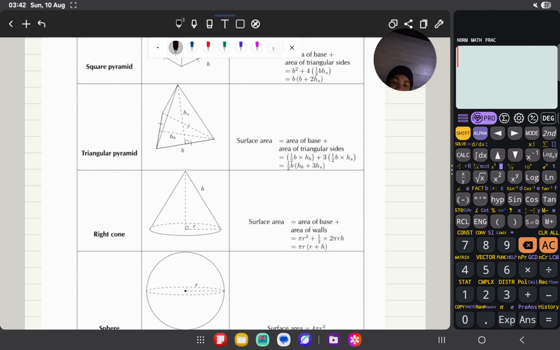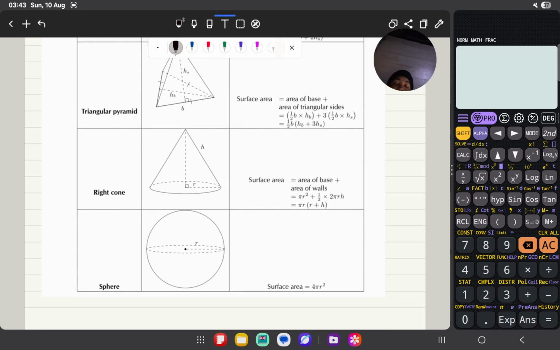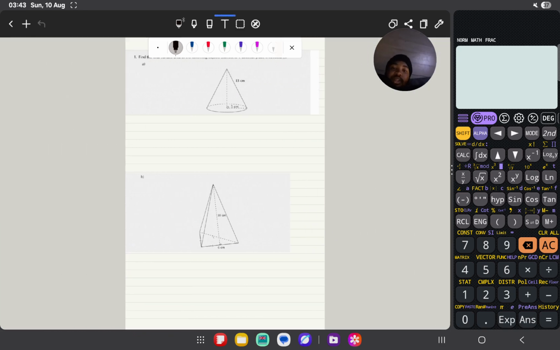Your formula for the cone is the area of the base and the area of the walls. Base is a circle, so you have pi radius squared, and then you have half times pi radius squared times height, and there is a simplified version there. For your sphere, it's just going to be 4 times pi radius squared. And guys, memorize the formulas. Your life becomes way too easy once you have done that.